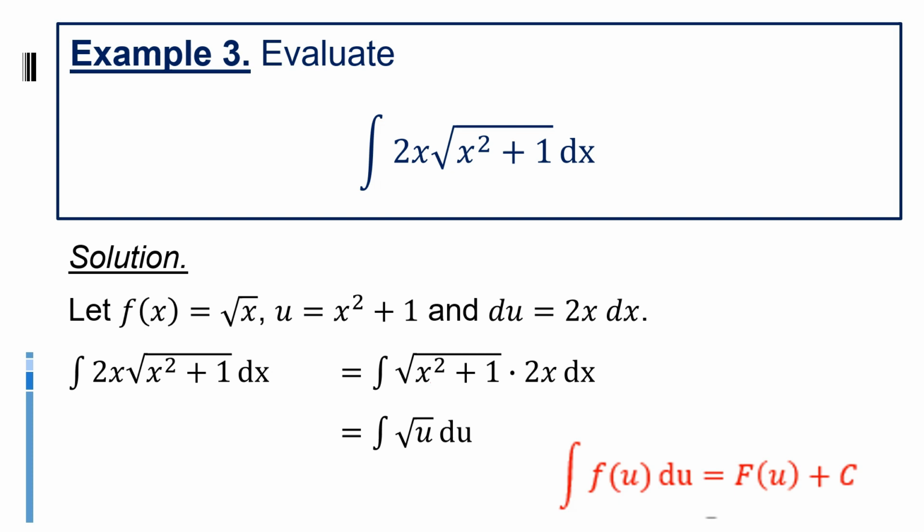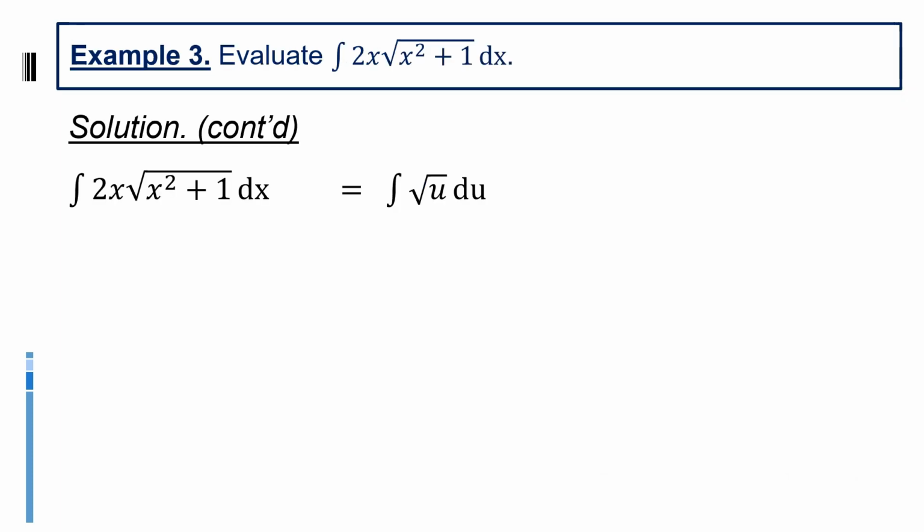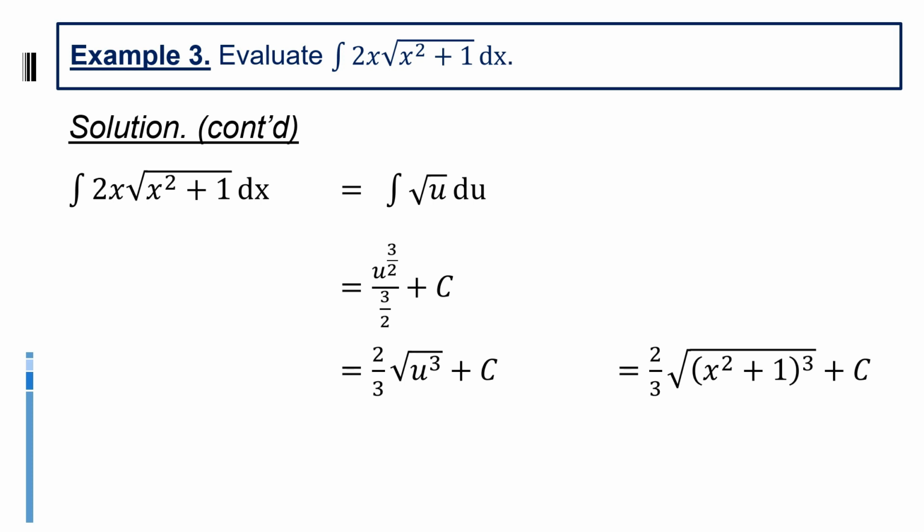So we have the integral of the square root of u du. Since meron na tayong formula na ganito, then we now have the integral of square root of u du is equal to u raised to 3 halves over 3 halves plus c, or that is 2 over 3 square root of u cubed plus c. But our u is equal to x squared plus 1. So, papalitan natin yan. We have 2/3 times the square root of x squared plus 1 cubed plus c. Or that is 2/3 times x squared plus 1 raised to 3 halves plus c. So, same to dun sa nakuha natin kanina sa first na method.